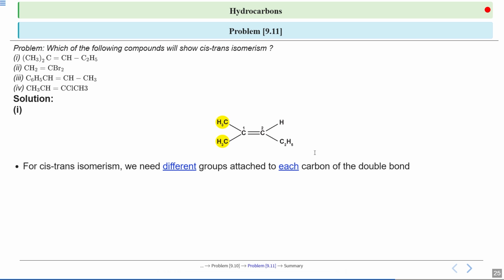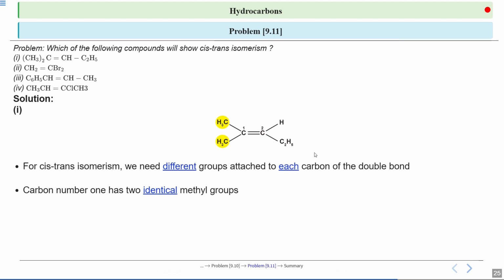This is a key requirement because it allows for the different spatial arrangement that defines cis and trans isomers. But as you can see in the structure, carbon 1 has 2 identical groups. So this compound does not fulfill the condition required to show the cis-trans isomerism. We have 4 compounds listed. We will analyze each one to see if they meet the cis-trans isomerism or not.